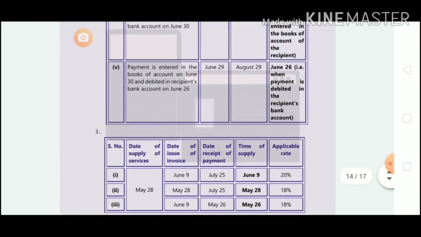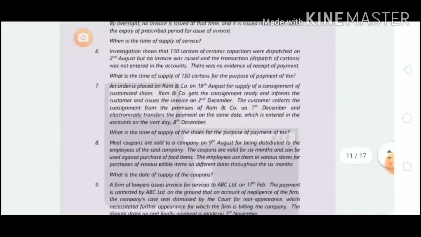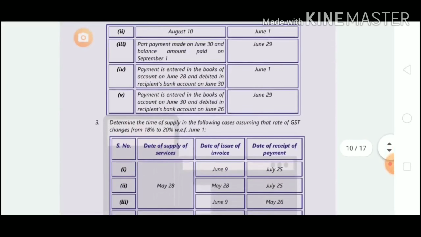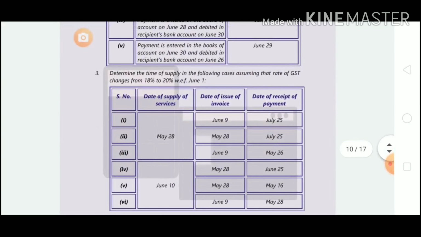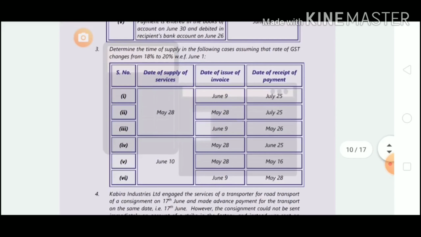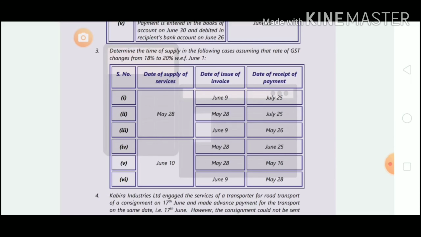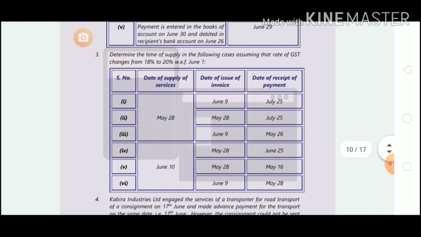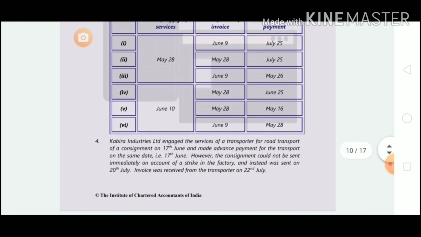Now see the third question. Determine the time of supply in the following cases, assuming that the rate of GST changes from 18 to 20% with effect from June 1. This is change of rate, section 14. Now in these three cases, 1, 2 and 3, they have given the common date, supply of service date is May 28. Invoice and recipient payment dates they have given individually. So let's move on to the solution, see if it's possible to do from the solution.